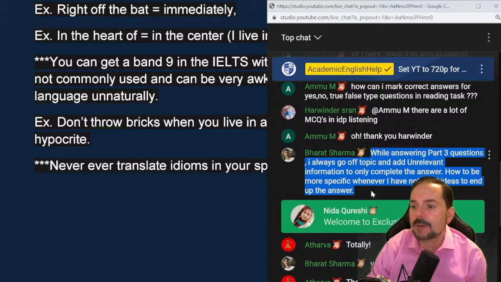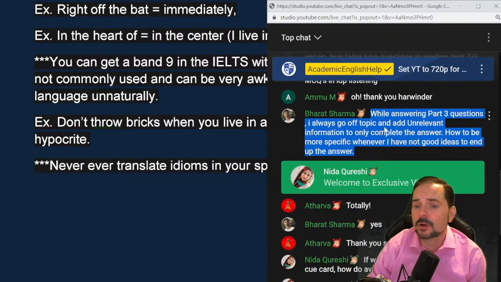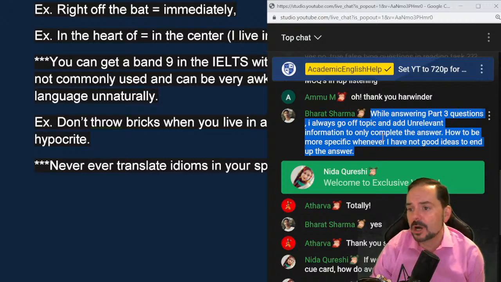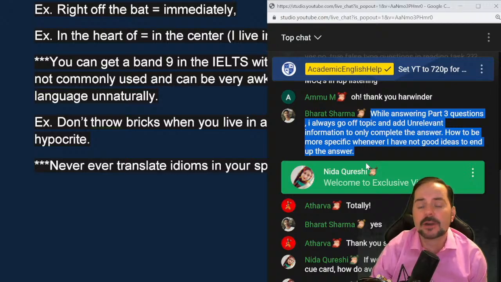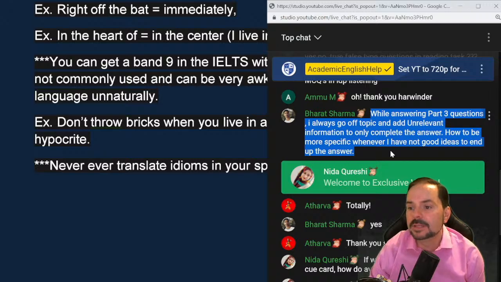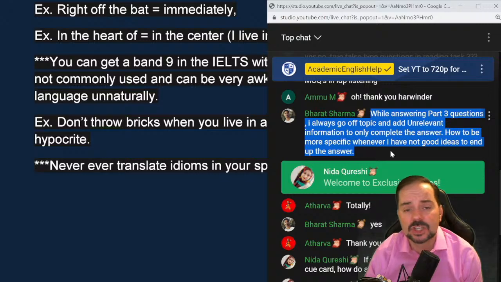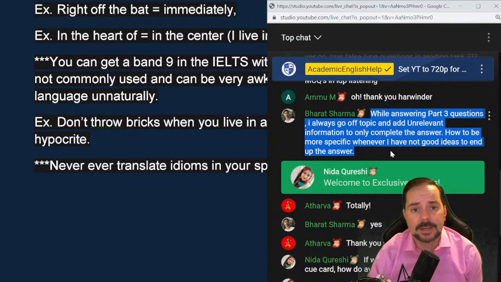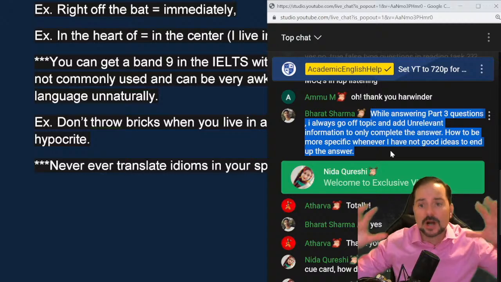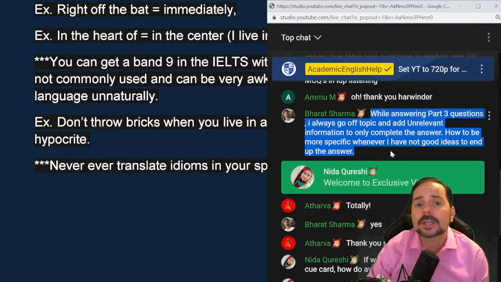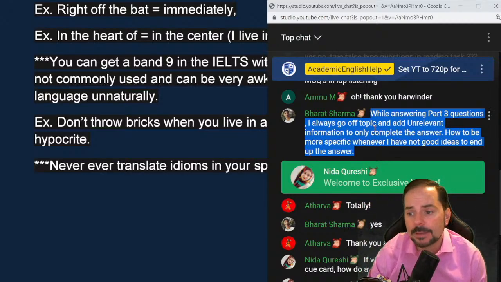Okay. Bakrat is asking, here we go. So Bakrat, right above my head. Bakrat is saying, while answering part 3 questions, I always go off topic and add irrelevant information to complete the answer. Bakrat, it's not unrelevant, it's irrelevant. How to be more specific? Visualize, Bakrat. Stay focused on the topic. Use connecting words like because, as a result, like, such as, and stay on topic. So see what you're talking about. Visualize what you're talking about to help you stay on topic. All right.